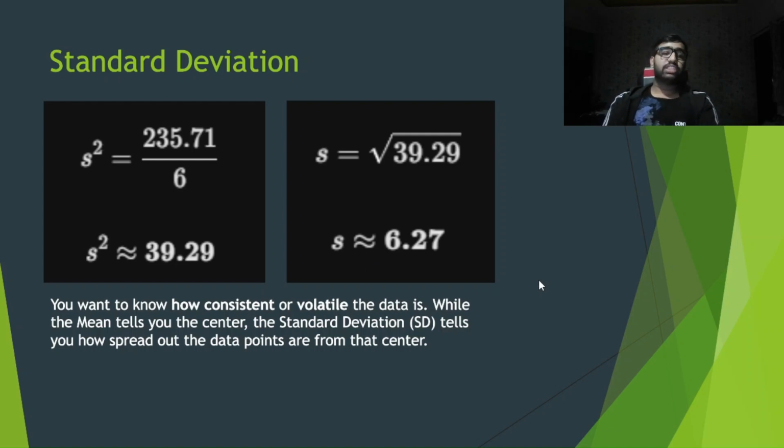We use standard deviation when we want to know how consistent or volatile the data is. While the mean tells you the center, the standard deviation tells you how spread out the data points are from that center. So this was all about today's video.